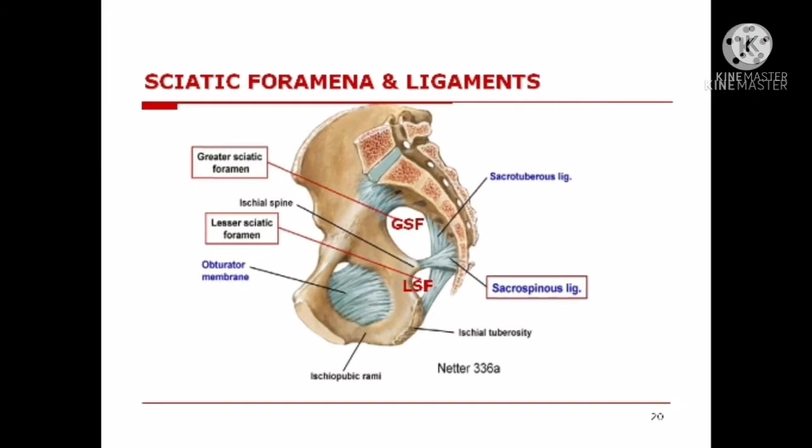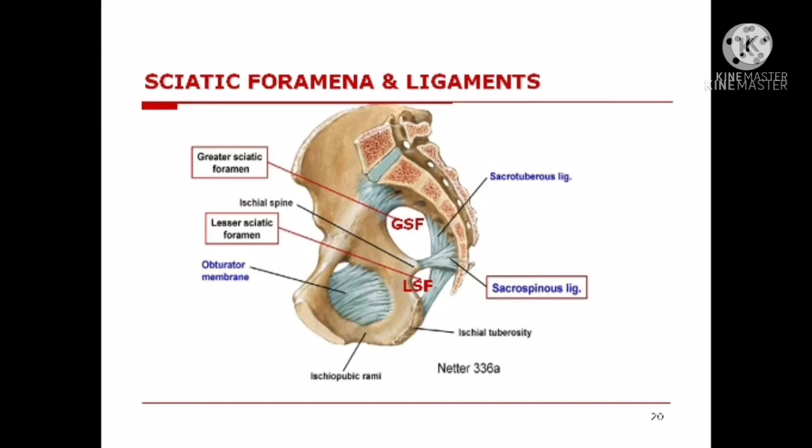Now in the given diagram you can see the iliac bone and the sacrum. They form the sacroiliac joint. Below the sacroiliac joint, the iliac bone is converted into a notch-like structure up to the ischial spine. This is called the greater sciatic notch, in which the GSF is written. Below the ischial spine, up to the ischial tuberosity, is another small notch that is called the lesser sciatic notch.